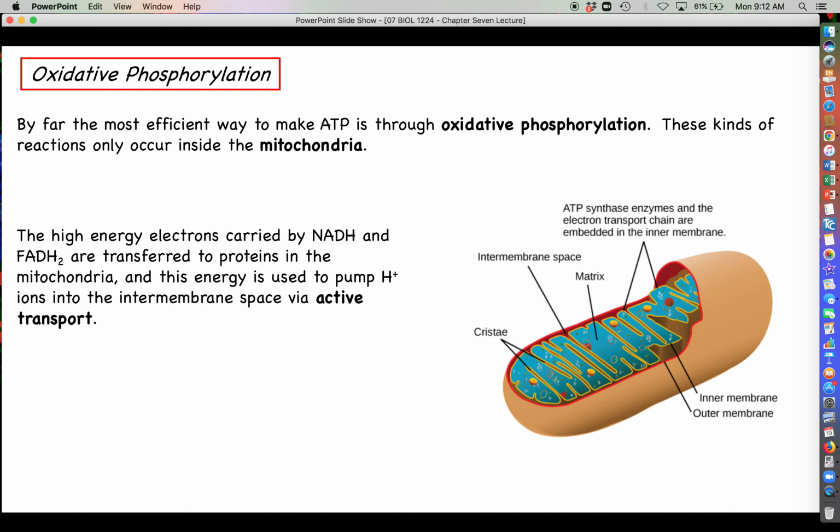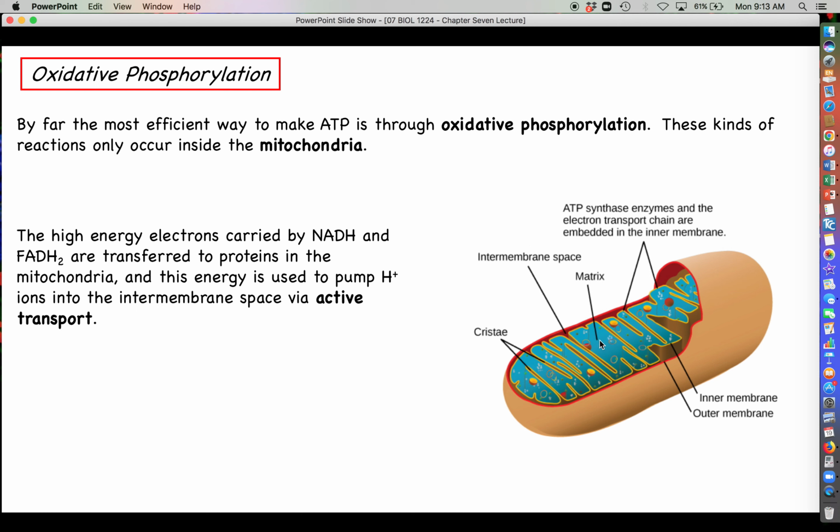So we'll talk about this in more detail later, but what we're going to see is that those high energy electrons that we transfer onto NADH and FADH2, those electrons get transferred over via redox reactions to proteins in the mitochondria, and that energy that's tied up in those electrons is going to be used to power an active transport process. So we talked about active transport back in chapter 5, I think it was. So the thing we are going to actively transport are hydrogen ions. So we're going to actively transport hydrogen ions from the mitochondrial matrix.